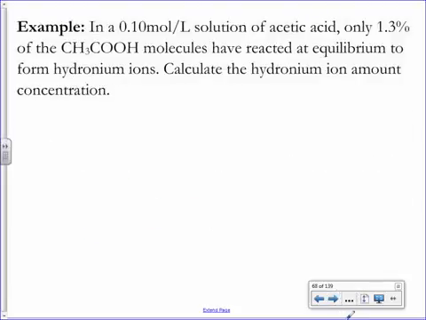So let's try this one here. Let's say that I told you that you worked with acetic acid. And we know that acetic acid usually only ionizes about 1.3% of the time because it's so weak. Could we calculate the hydronium ion concentration? And by extension, could we also calculate the pH and figure out what it should be?